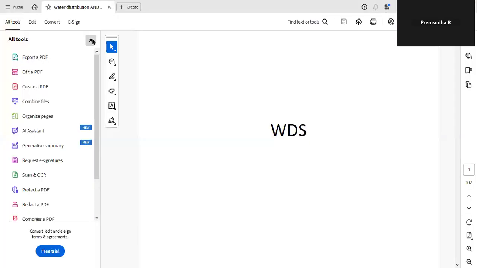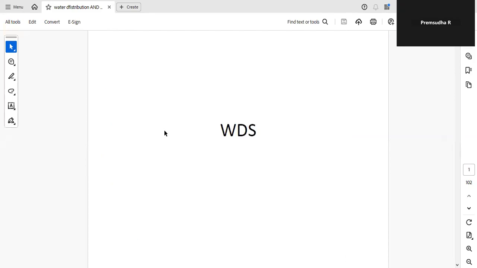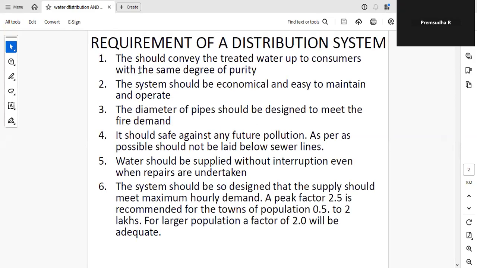Now, what is meant by water distribution system? What is meant by distribution? Once the water gets treated, conveying the treated water to the consumers is called the distribution system.